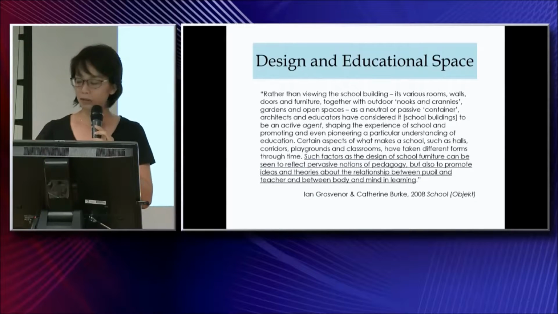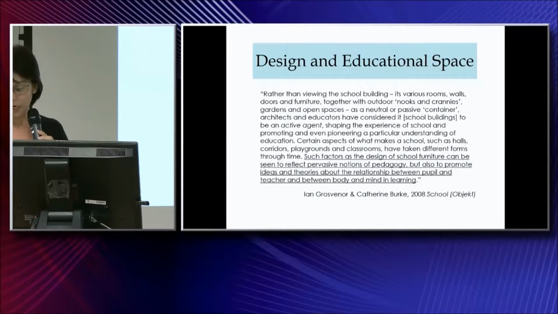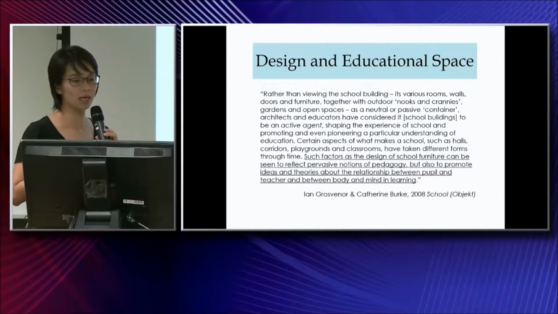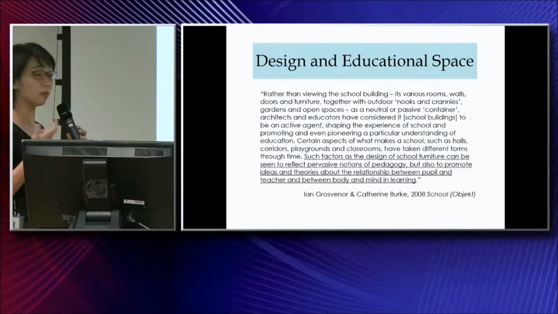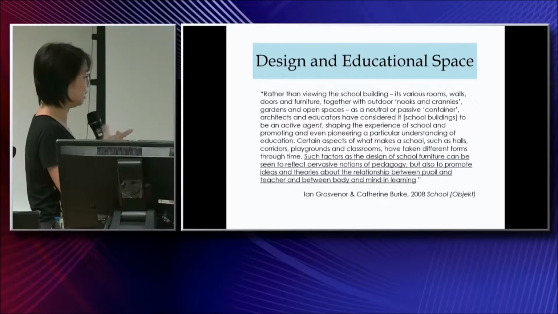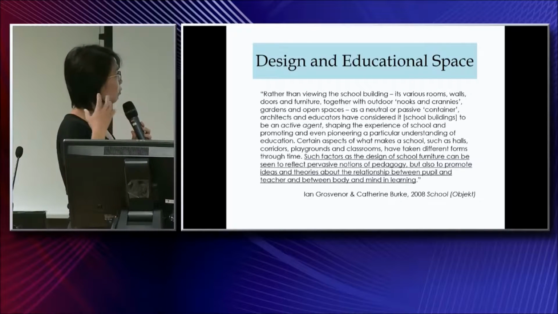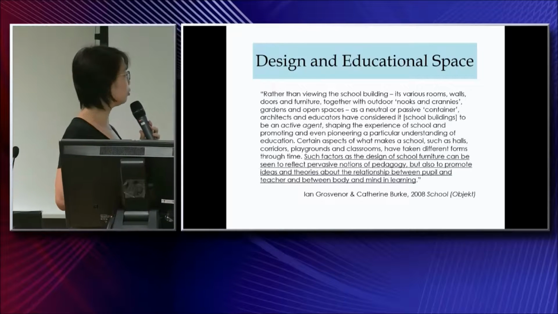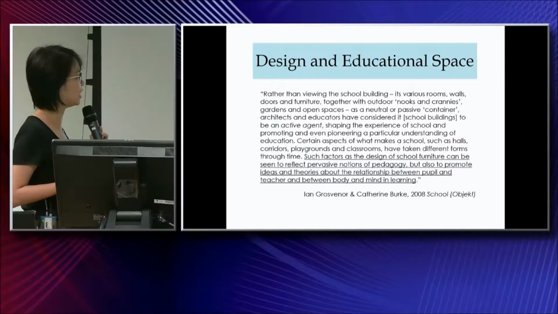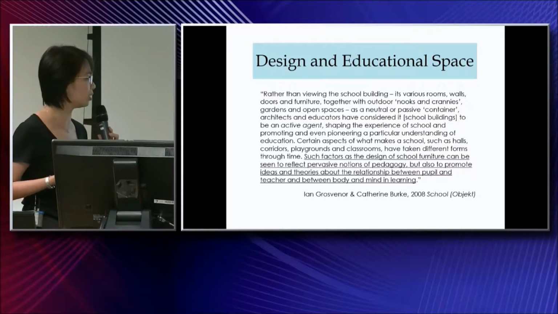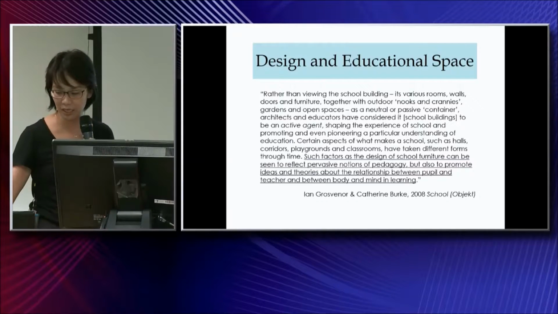So what is it about design and educational space? I think the key thing is in this quote by Grosvenor and Burke from the UK, who look at the history of school buildings in the UK in this book called School. The thing that they point out here is that such factors as the design of school furniture can be seen to reflect pervasive notions of pedagogy, but also to promote ideas and theories about the relationship between pupil and teacher and between body and mind in learning.